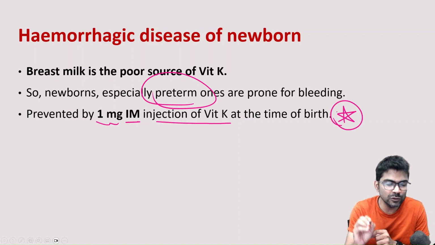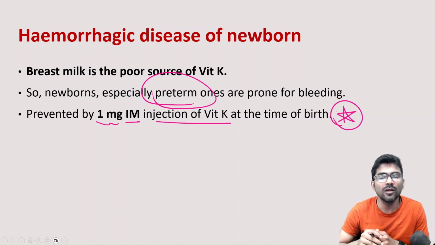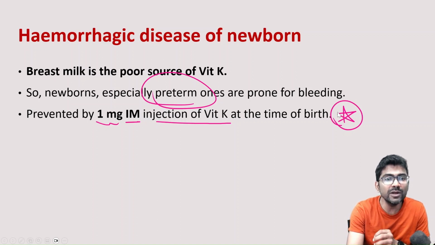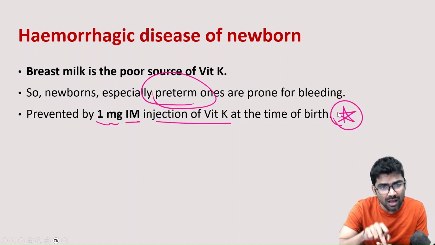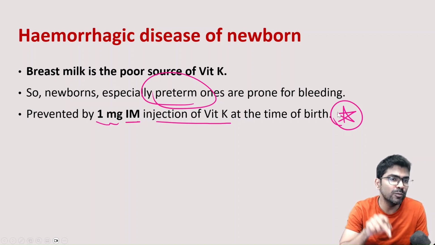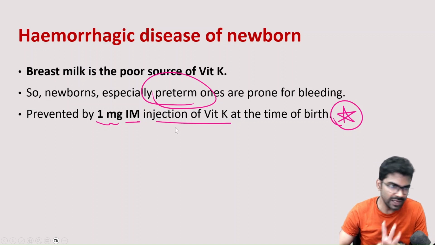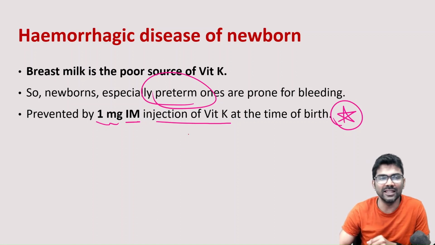So this will also be asked in your exam. What is the biochemical basis of injection of intramuscular vitamin K for neonates? So you have to explain to prevent hemorrhagic disease of newborn. Why? Because the intestine of newborn is sterile, they are vitamin K deficient, right? I hope you will be able to write in the exam.